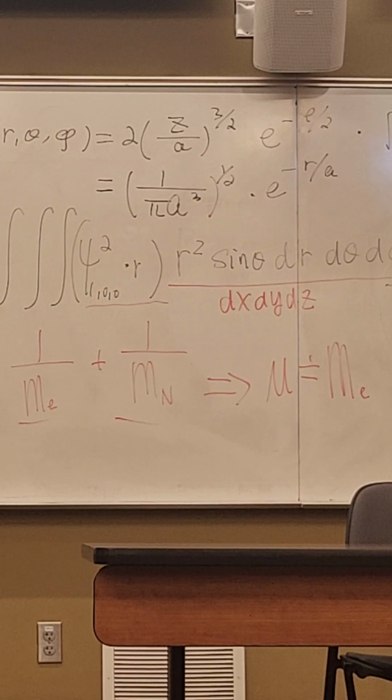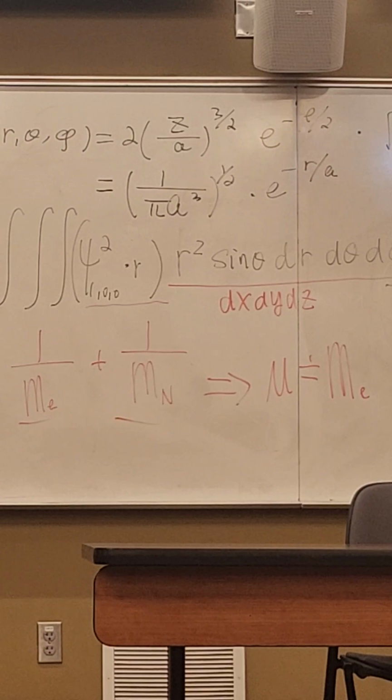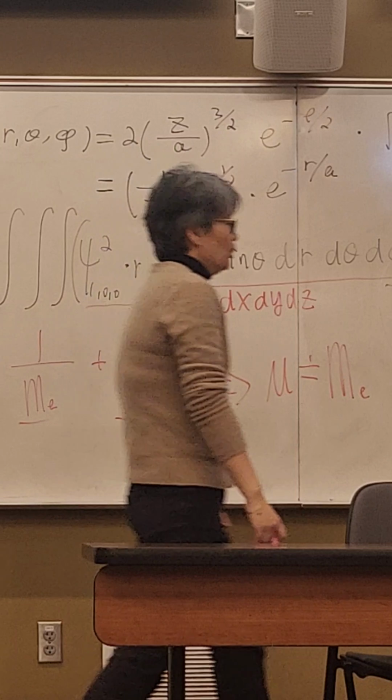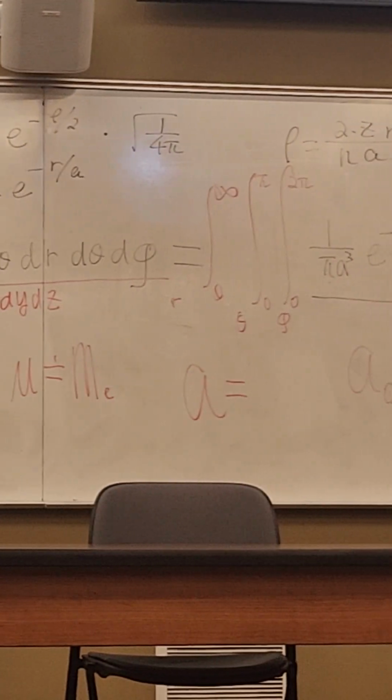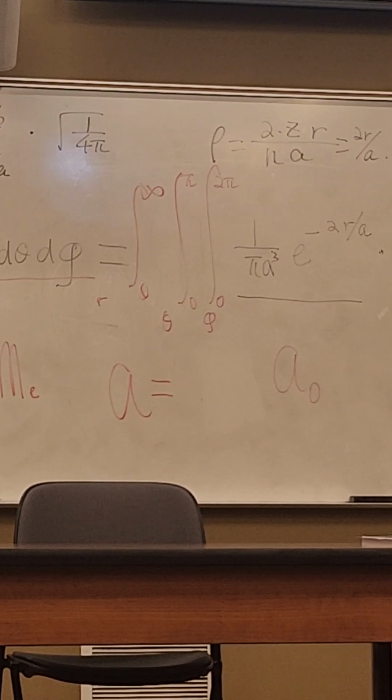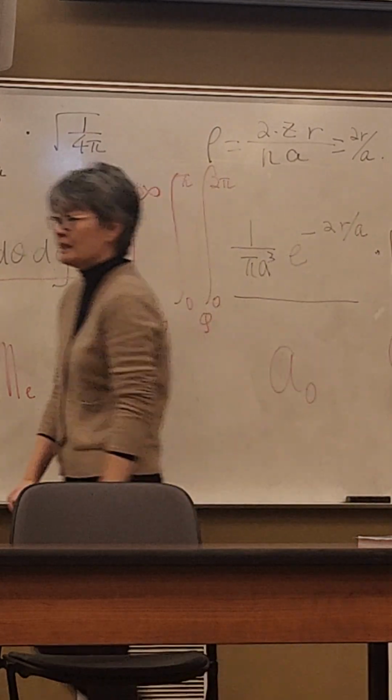We showed it in class at the beginning. One is on the order of 10 to the negative 27 kilogram, the other one, the electron, is 10 to the negative 31. So there is a 10,000-fold difference, and that approximation is pretty valid. If that is valid, what do you have here? The constant A just equals a naught, which equals 52.7. Excellent. Okay, that's how we do it.